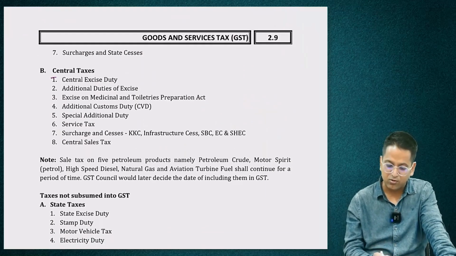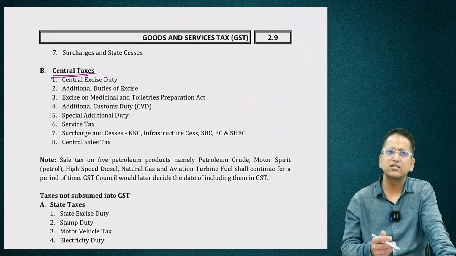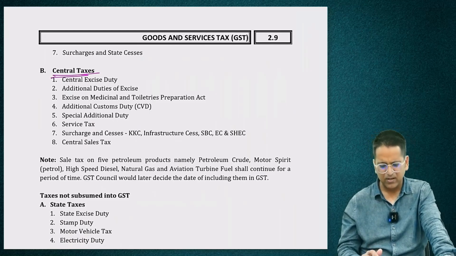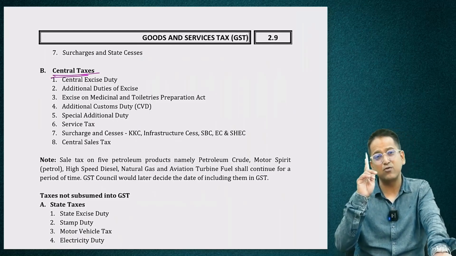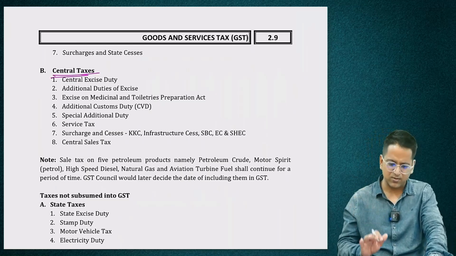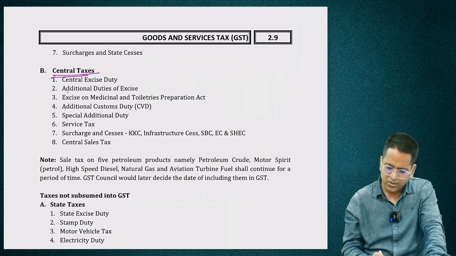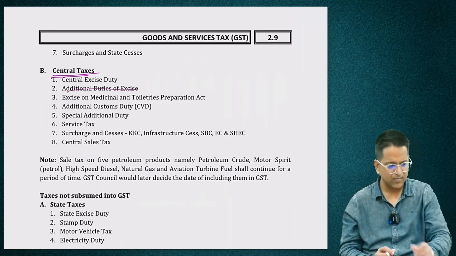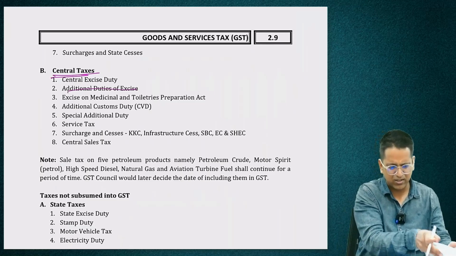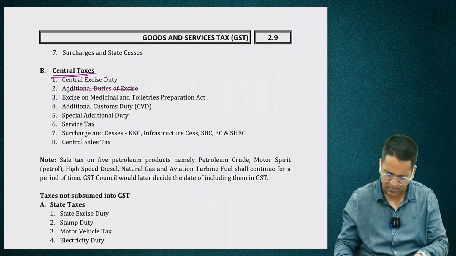Now, which taxes of the central government were removed? Central excise duty is finished. Excise duty levied on manufacturers is removed. State excise duty is still there. Note, it was levied on alcohol earlier and even today it's there. Central excise duty is finished. Additional duty of excise is also finished, which means the entire excise has ended.